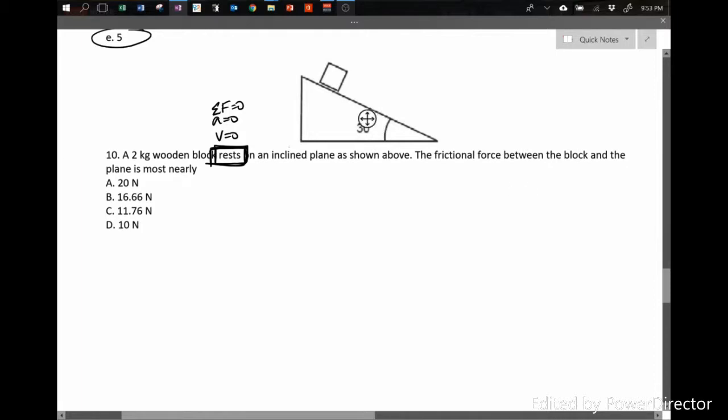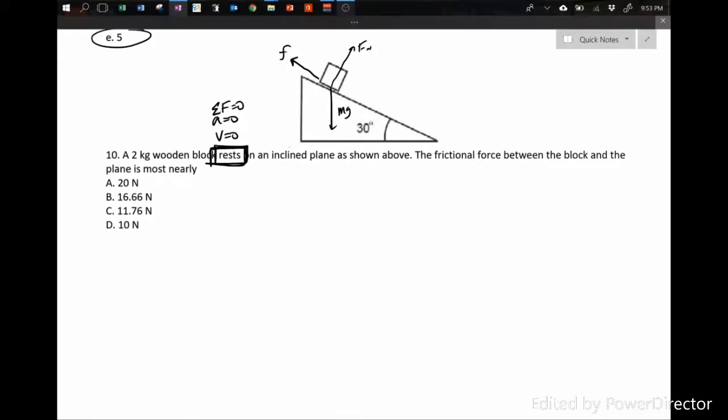And this is just a sketch. So we have the weight pulling down and the normal force pushing out at an angle. And since there's a frictional force, we're going to have friction up in that direction. We want to know how much that frictional force is.